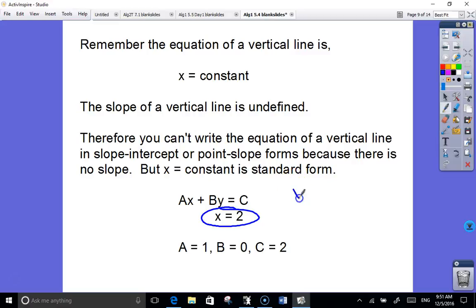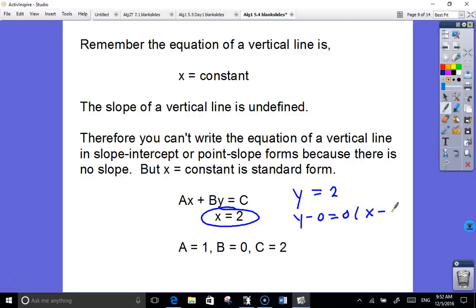How about y equals 2? Could that be standard form? Sure, the a is 0 now. The b is 1. Could that be slope-intercept form? Sure. The slope is 0, so you don't see the x term, and that's the y-intercept. And in a way, you could say this is like y minus 0 equals 0 times x minus 2.